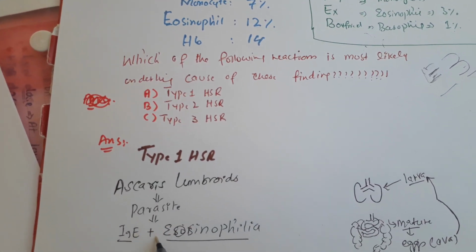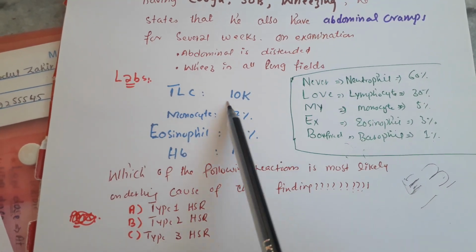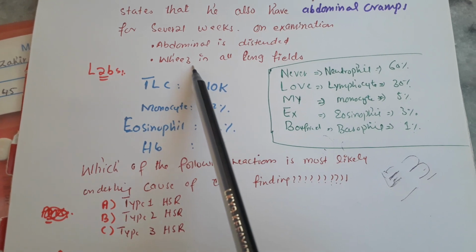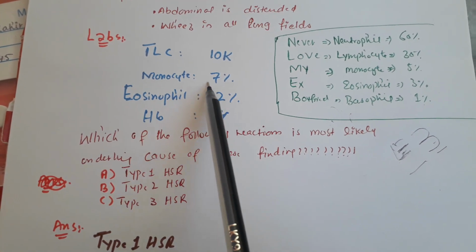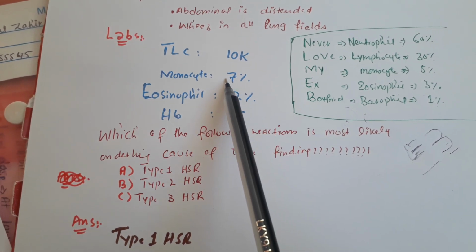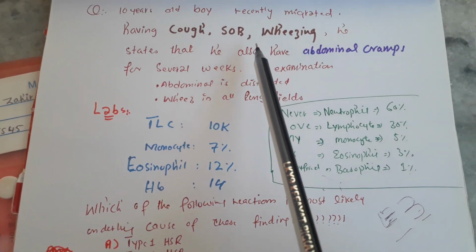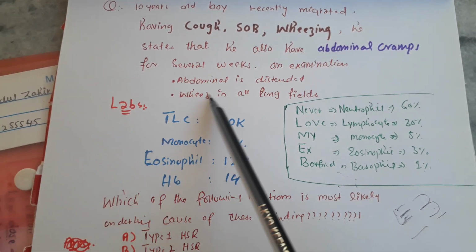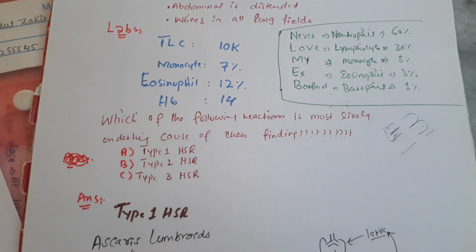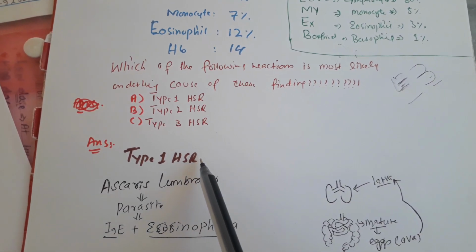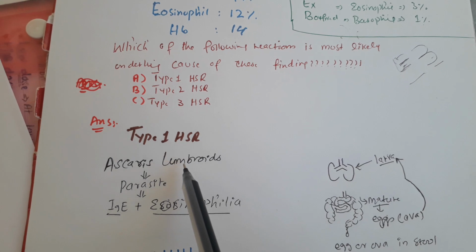abdomen. And second, we also have shortness of breath and wheeze in all lung fields, and there is eosinophilia. So from this eosinophilia, and here you see shortness of breath, cough, wheeze, and the abdominal cramps, it is now clear that it is a parasitic infection. And in parasitic infection there will be a type 1 hypersensitivity reaction.